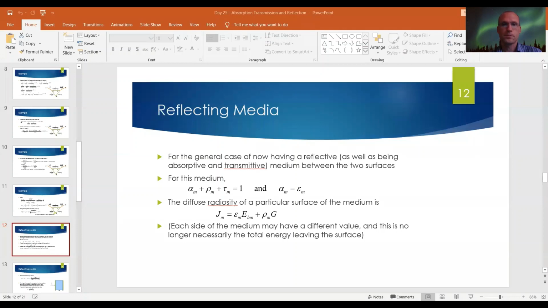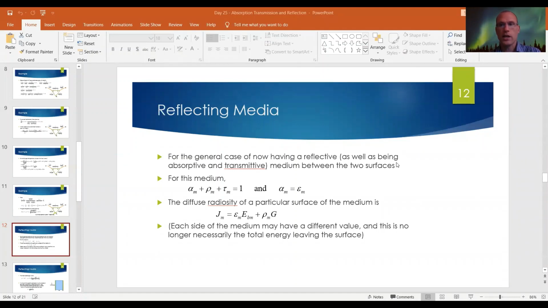So that is the absorbing media part of this. Next up, we will have the reflecting media part of this, which is even more fun. So reflection, in one sense, is very similar to what we did before. However, in another sense, it gets a lot more complicated because there's a lot more going on.